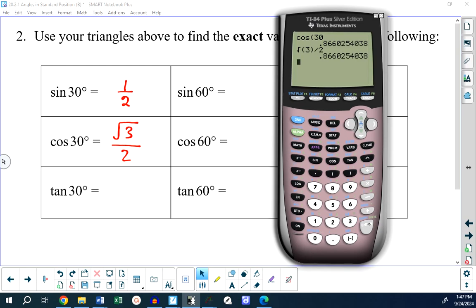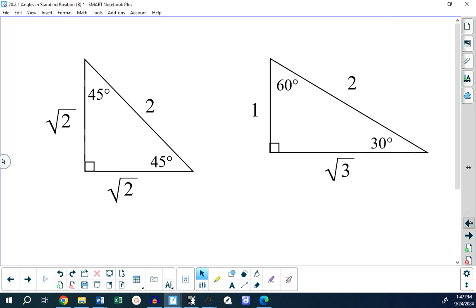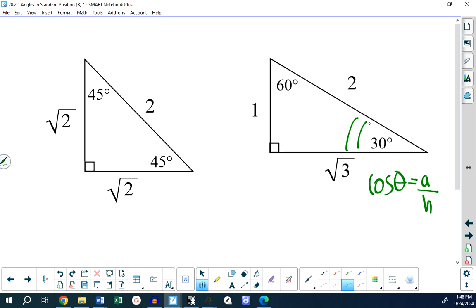How do I know cos of 30 is root 3 over 2? Because I know this triangle. Well, I know this triangle and I've used it so much that I've memorized accidentally root 3 over 2. When I look at this 30-degree angle here, and I say cosine of an angle is adjacent over hypotenuse, it's root 3 over 2.